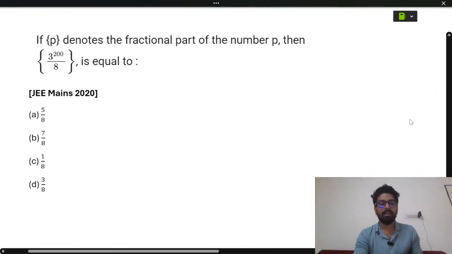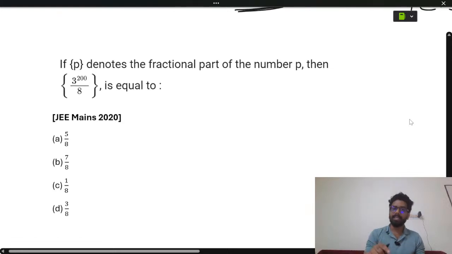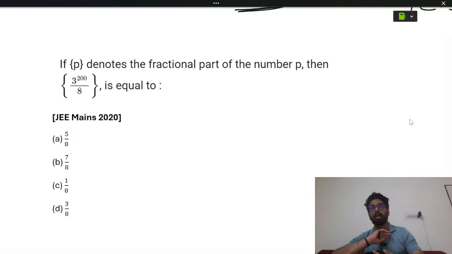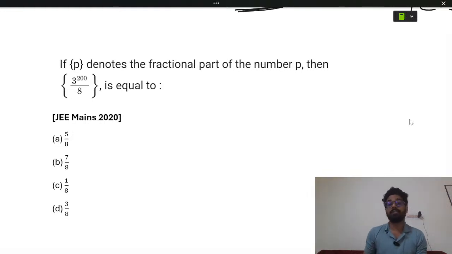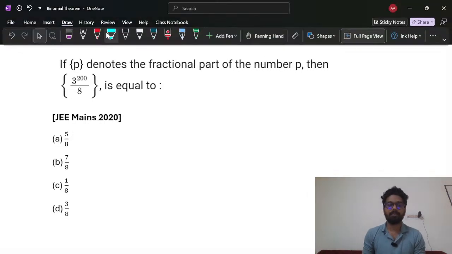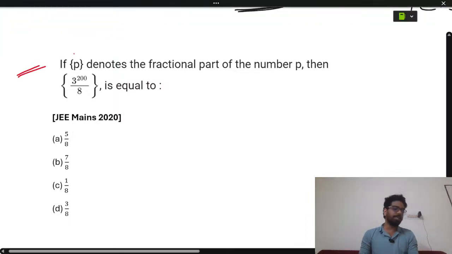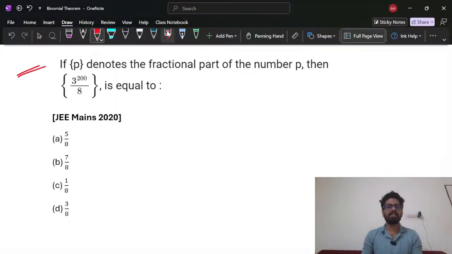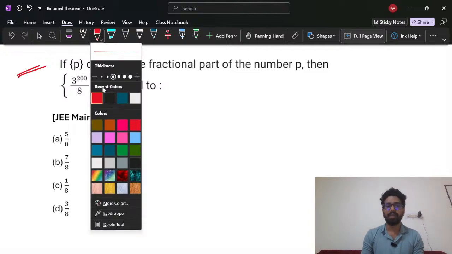Now another very good variety, this came in 2020, this came in 2024, and the remainder problem is one of the most repeated varieties the examiner likes. Every 2 years you can see, in the last 25 years I can say they have asked the same question some 15-20 times.